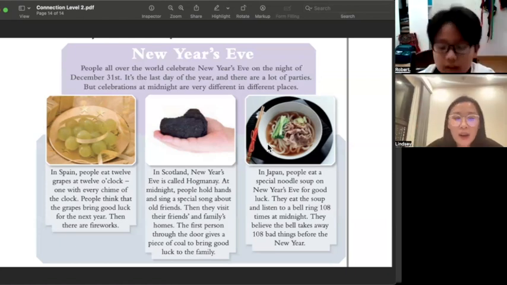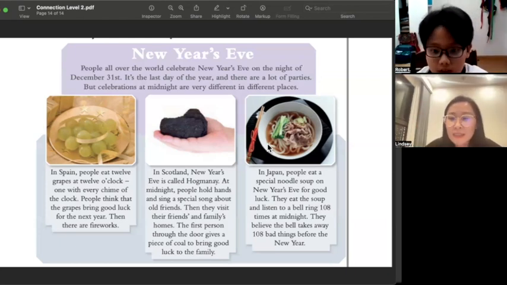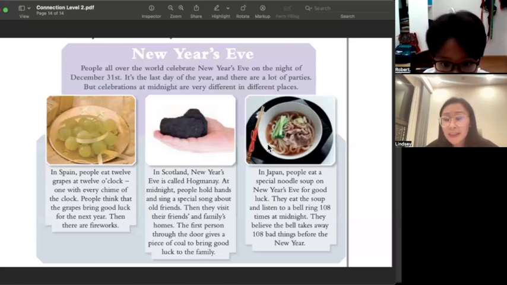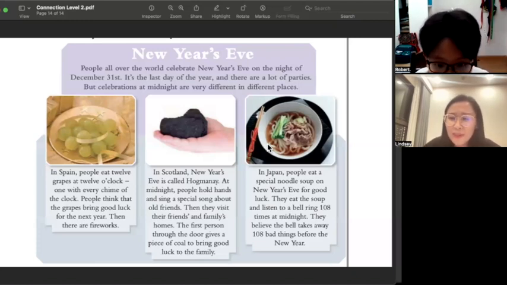So in Scotland, what is New Year's Eve called? It's called Hogmanay. Do people in Scotland eat anything at 12 o'clock? No. So what do they do? They hold hands and sing a special song about old friends. Is it a special song about new friends? No, it's about old friends.